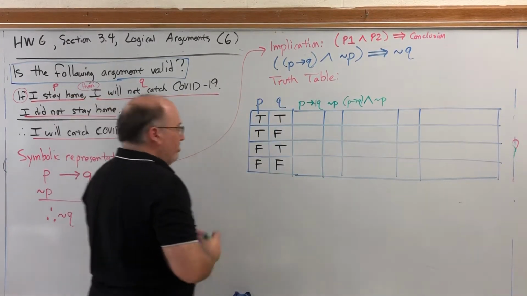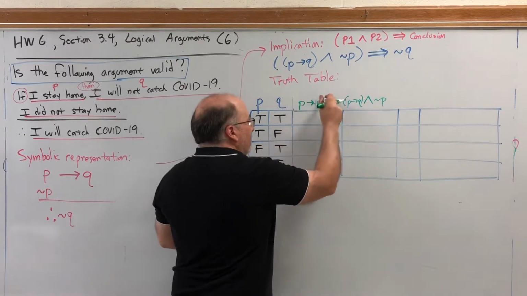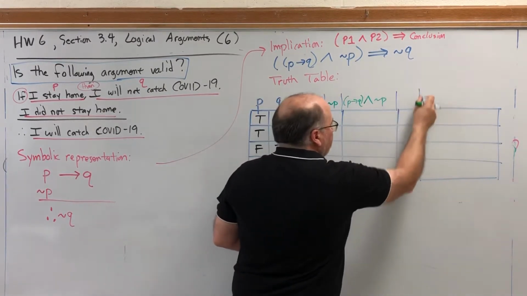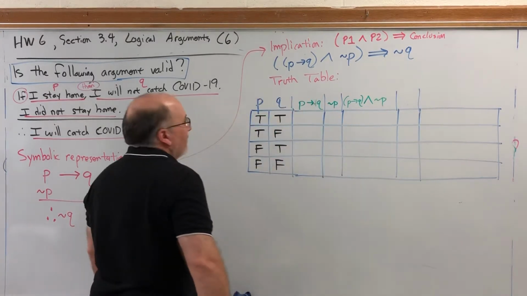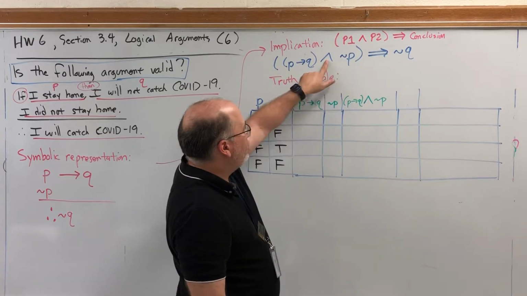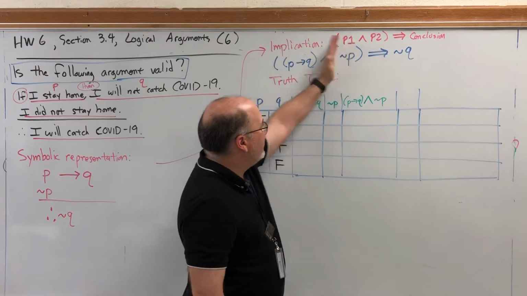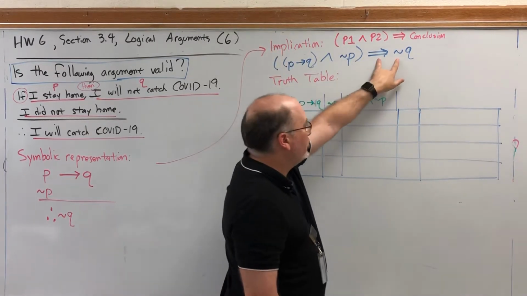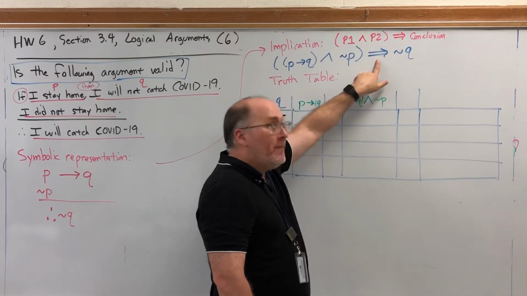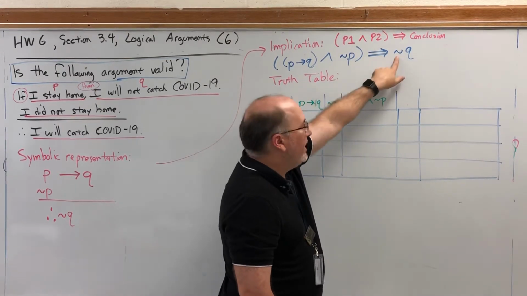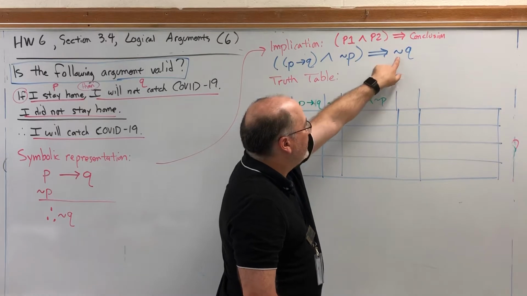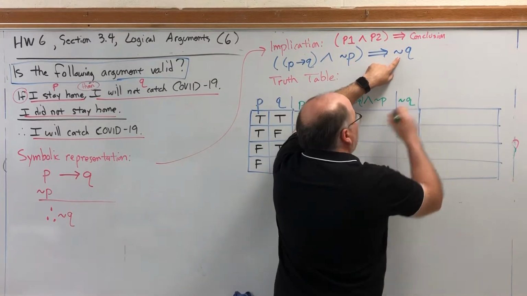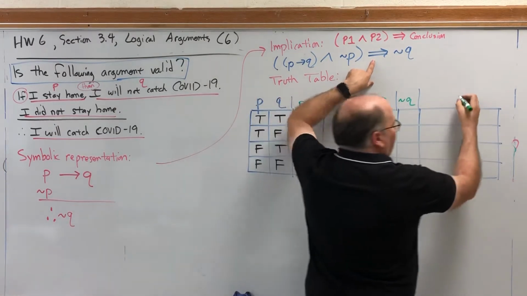I'm going to extend these lines upward because the titles of my columns are running into each other. Once we set up the column for the conjunction, that sets up everything inside the parentheses, so we move outside of it where we see a conditional, implication, and a negation. Negation takes precedence, so negation Q is next. And then lastly is the implication.